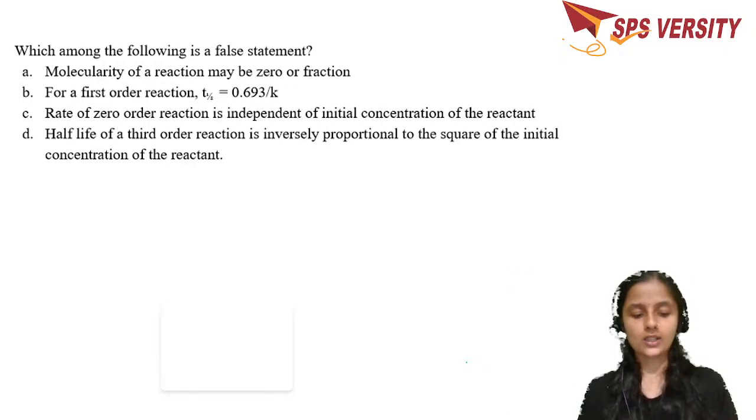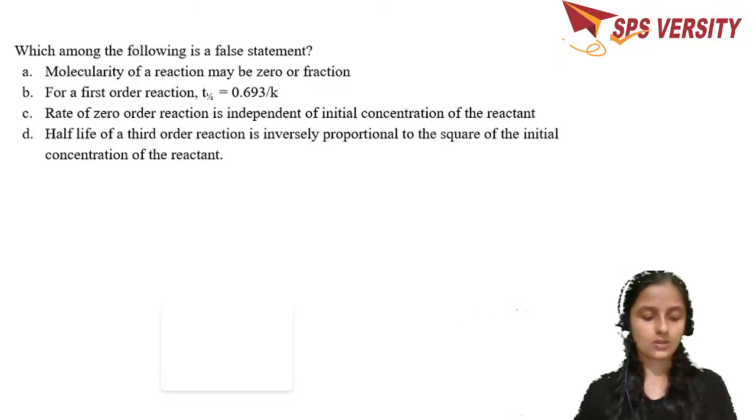Molecularity of a reaction is 0 or a fraction. Then for a first order reaction, T half is equal to 0.693 divided by K. The rate of zero order reaction is independent on the initial concentration of the reactant. Half-life of a third order reaction is inversely proportional to square of the initial concentration of the reactant. So how do you do this?